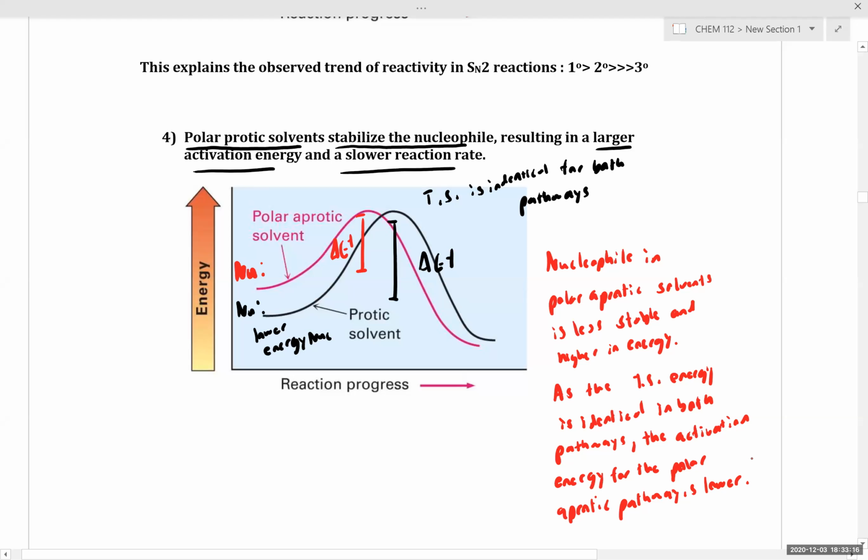Does that idea make sense to everyone? By stabilizing our nucleophile, we actually end up raising our activation energy.